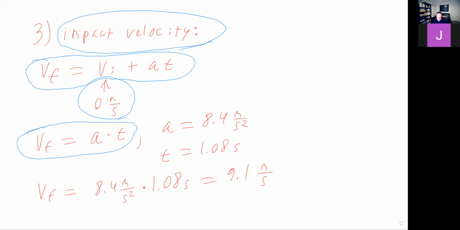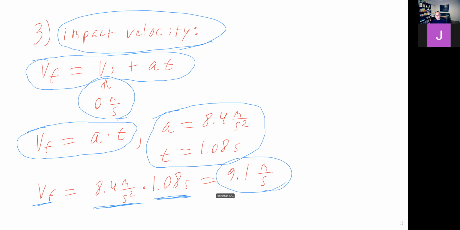We've already found our acceleration and we've already found our time. So we have these values from previous calculations and experiments. Velocity final equals acceleration times time. In my case, that's 8.4 meters per second squared times 1.08 seconds to give me 9.1 meters per second as my final velocity.